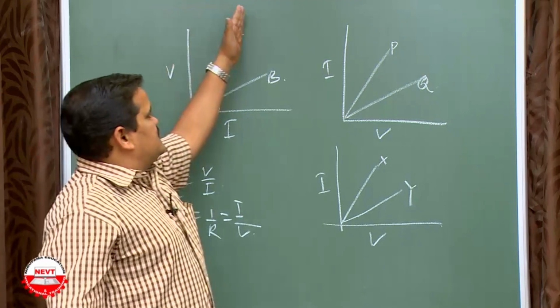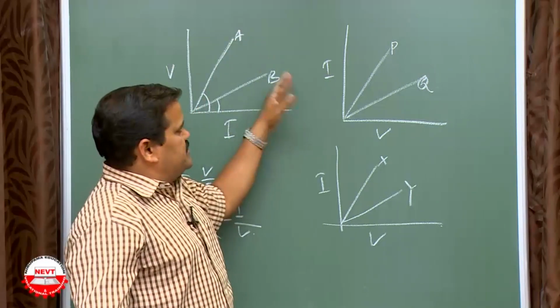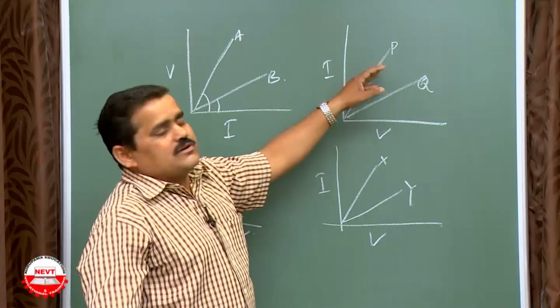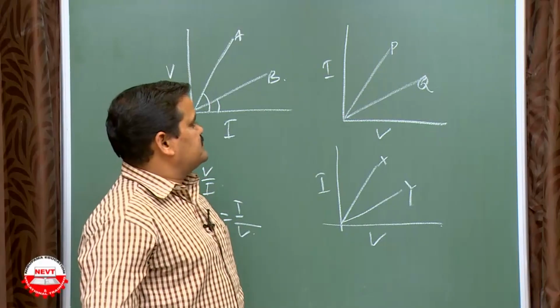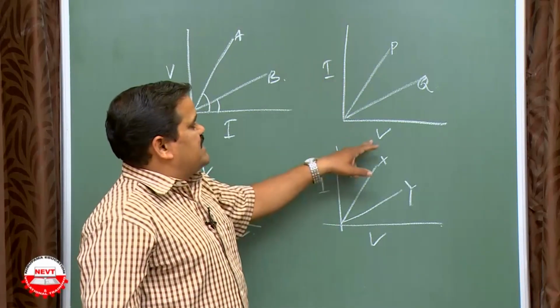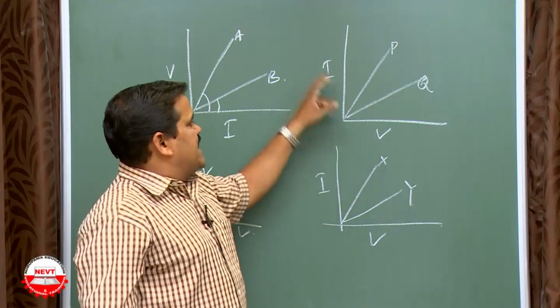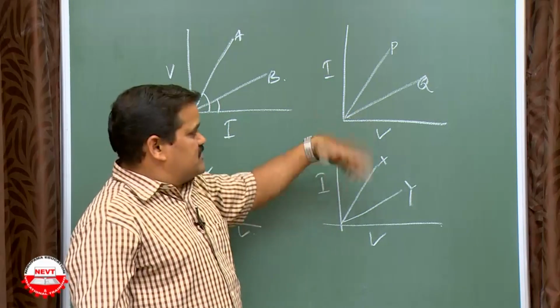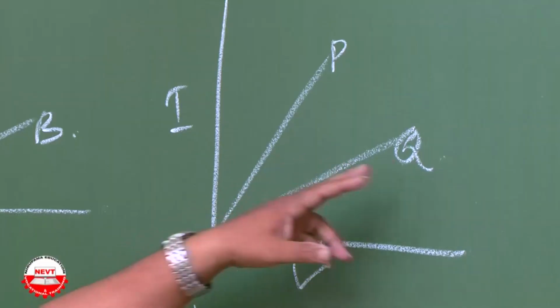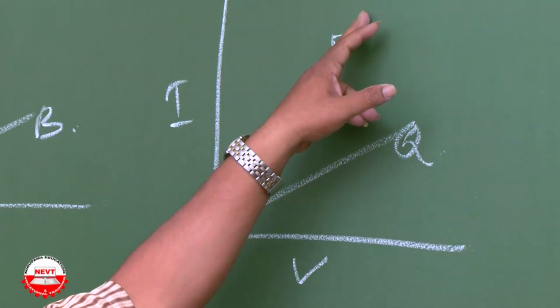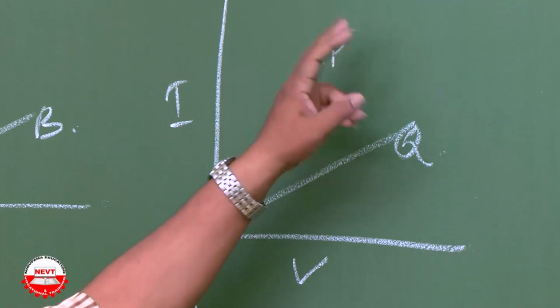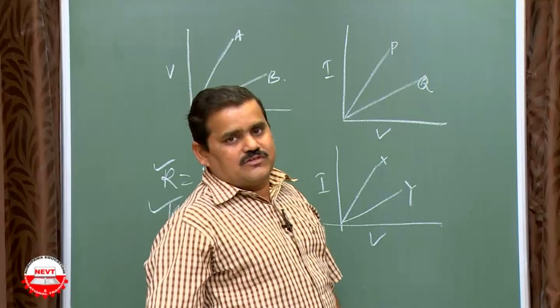So you know resistance of A is greater than resistance of B. In this graph, which has more resistance? Here it is I and V. That means I by V is the inverse of resistance. So Q has more resistance than P, but P has more conductance than Q.